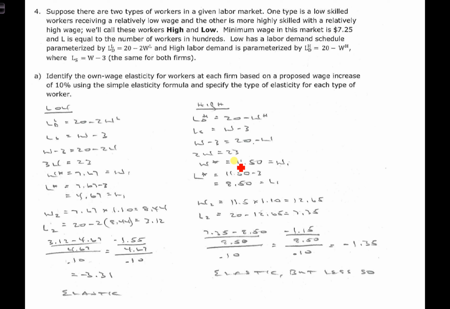But if we're thinking about 11.5 and 12.65 wages, well, that's higher. So on a relative basis, it's higher. It's on a relative basis going to be a higher skill set. So we would expect it to be on a relative basis a lesser or lower level of elasticity, which negative 1.35 is. It's not as elastic, but it's still elastic. It's just not as elastic. So it's elastic, but less so.